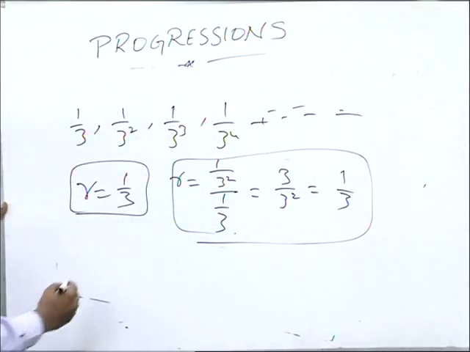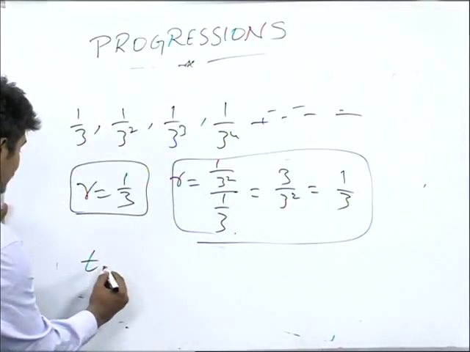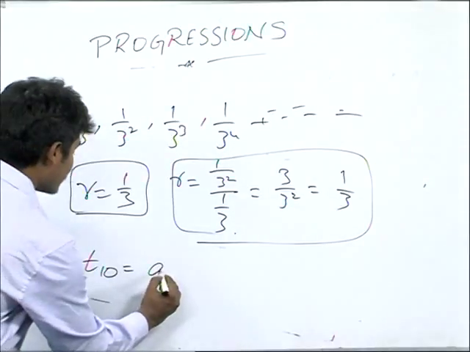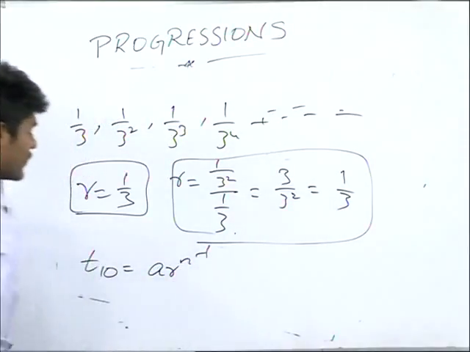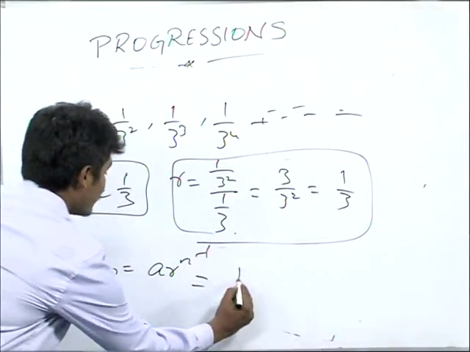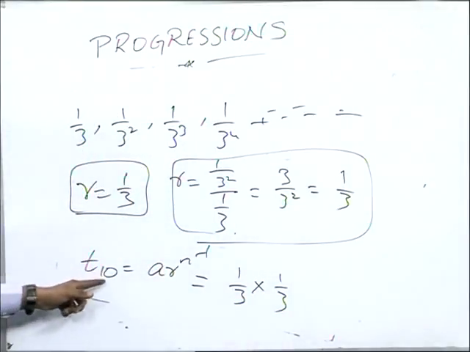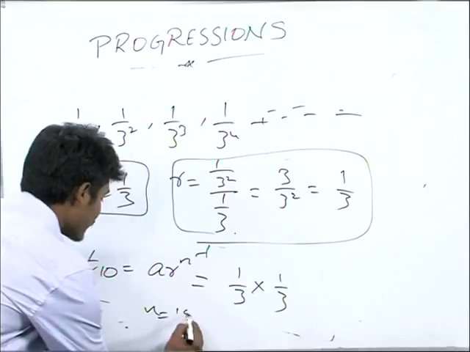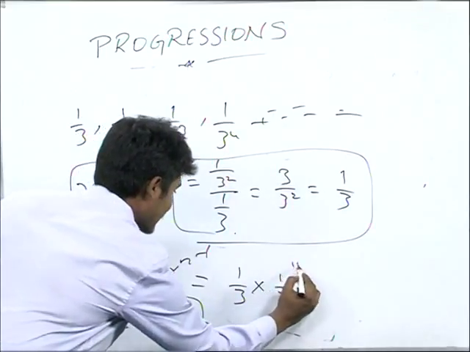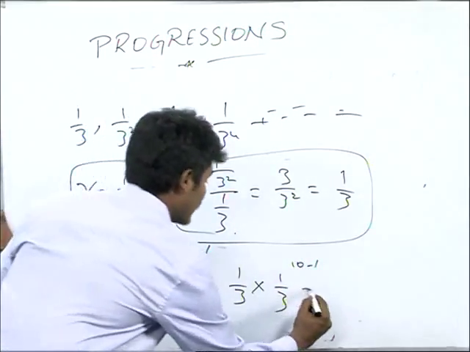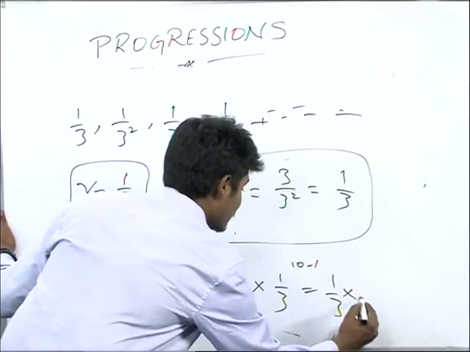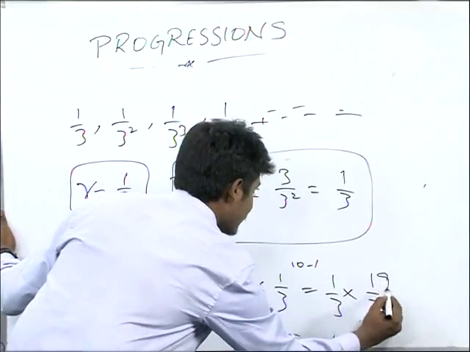If we want to calculate the tenth term, it is given by a into r power n minus 1. Here a is 1 by 3, r is 1 by 3, n is 10 here, power 10 minus 1. So it would result in 1 by 3 into 1 by 3 power 9.